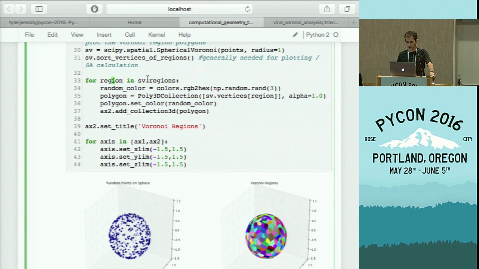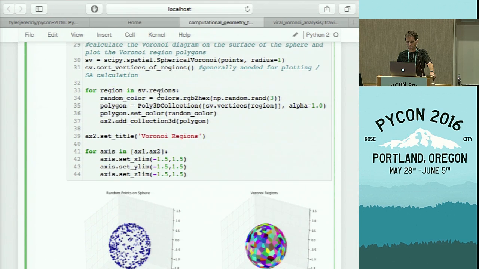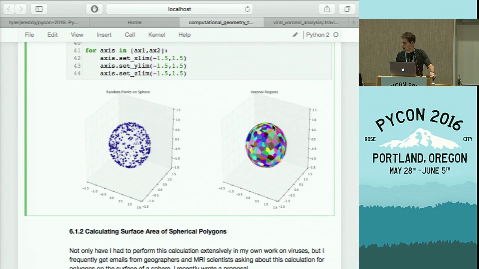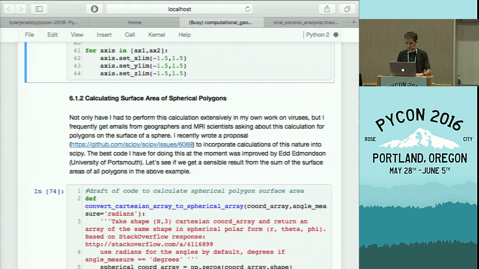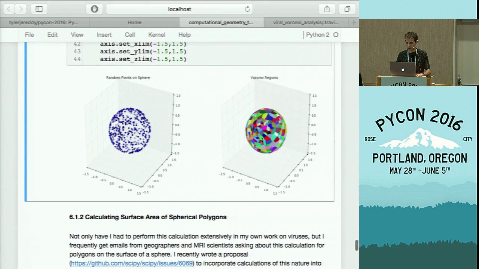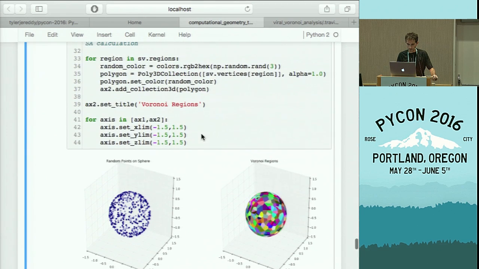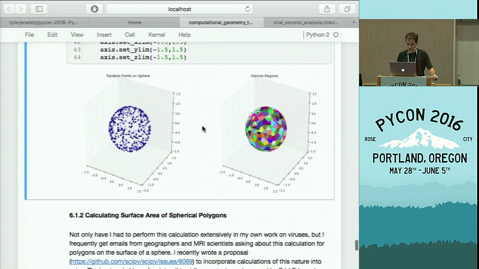So here I'm just iterating through these regions. We have an attribute called regions, which contains the indices of the data. We have our vertices, which are the vertices of the Voronoi diagram, and then I index those by the regions and plot each one in a different color. You can see here it looks like a reasonably plotted Voronoi diagram for the random set of data points. I can run it again, run it another time. It looks like a fairly reasonable result.